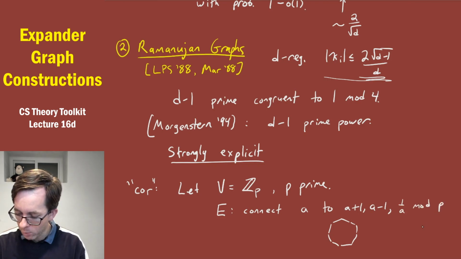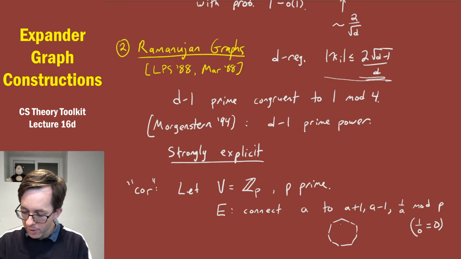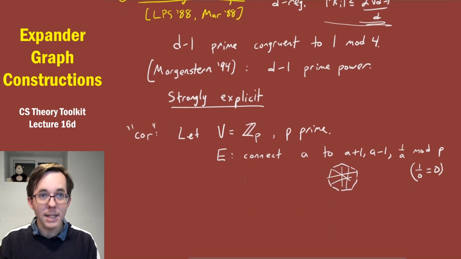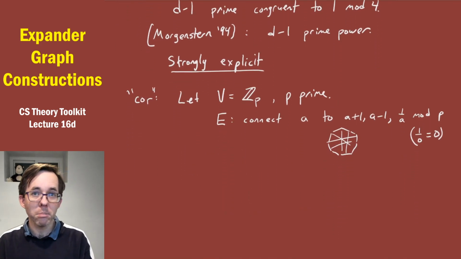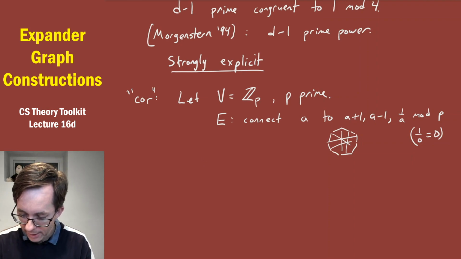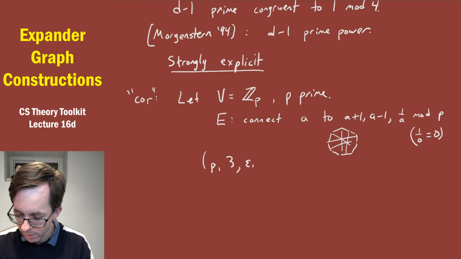The pedants will ask, what if a is 0? Well, you treat 1 over 0 as 0, so you can just put a self loop on 0. This gives you chords. If you apply 1 over a twice, you get back to a, so this makes an undirected graph, and it gives you some chords, and they're pretty pseudo-random as it turns out. Indeed, this is enough to give you a 3-regular explicit expander. So the theorem is that this is a p comma 3 comma epsilon 0 spectral expander.